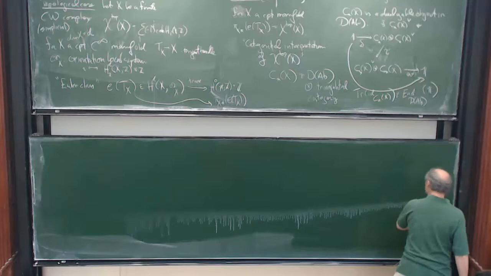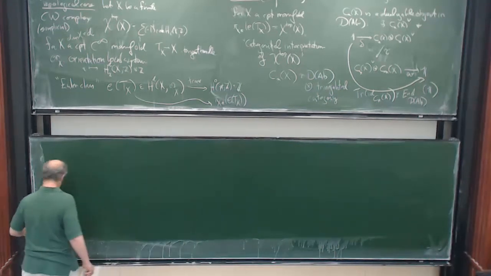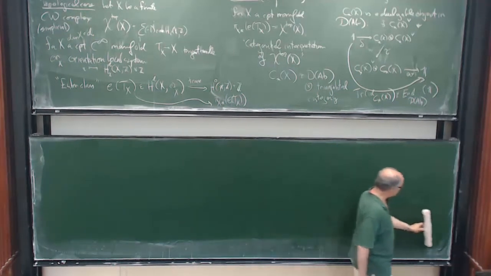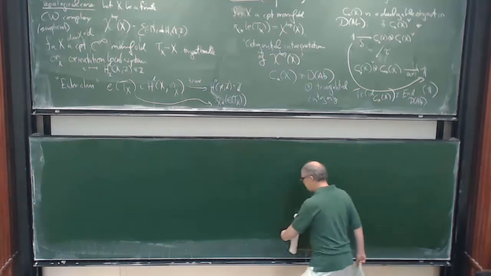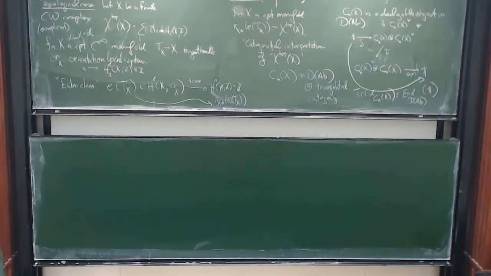You can choose. You can take the cellular chain complex, the simplicial chain complex, or the singular chain complex. It's one of these; this is the integral chain complex for X. Okay. Good.